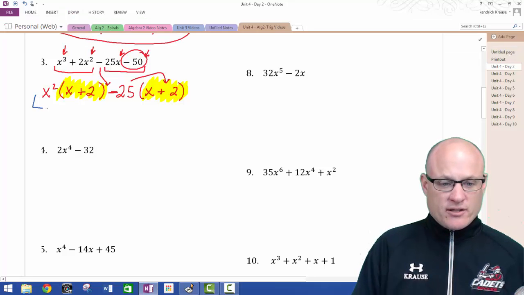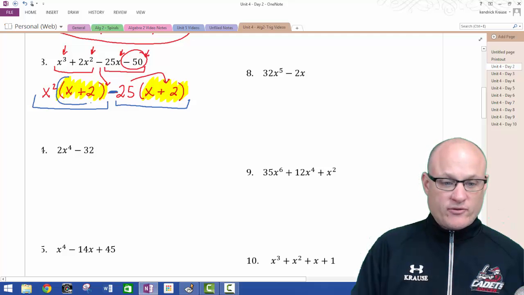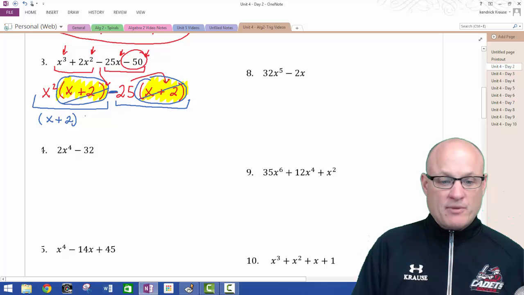Now, if I look at these two terms individually, I look at them as one big term with a minus sign in between. I think to myself, well, they both have this as a GCF. This is their greatest common factor, and I'm going to put that out front. That's my first parentheses, x plus 2. Now when I factor that away from both of them, I'm left with x squared minus 25.